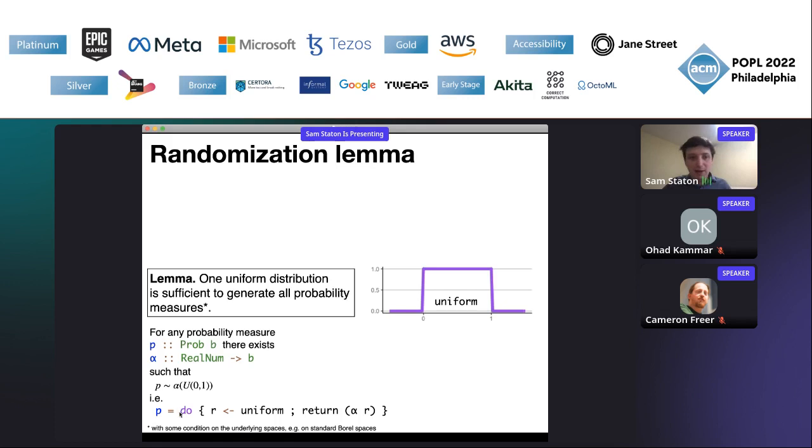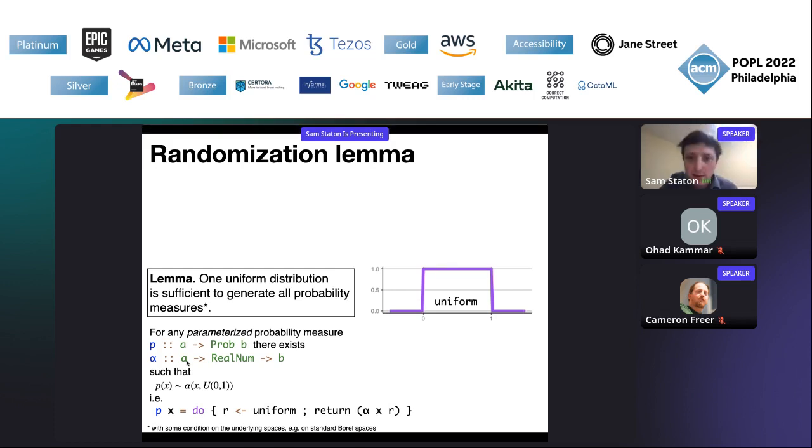In a probabilistic programming language, you would say P is always equal to the thing that draws an R from a uniform distribution and then returns not R, but alpha R. Okay. This is also true in a parameterized setting. If P has some parameters A, then we can also find a parameterized alpha as well. That's important, but I don't think I'm going to need it in the next few minutes.